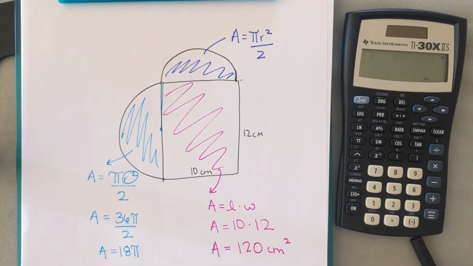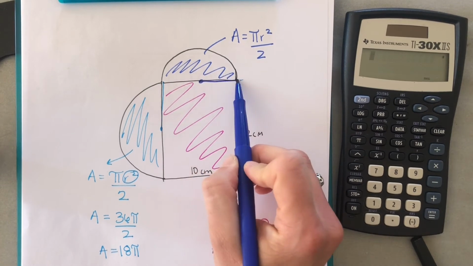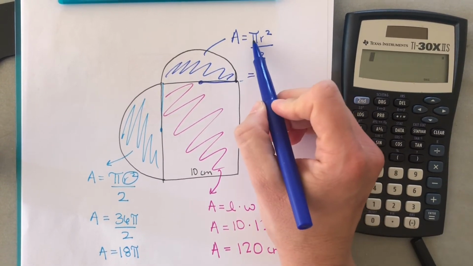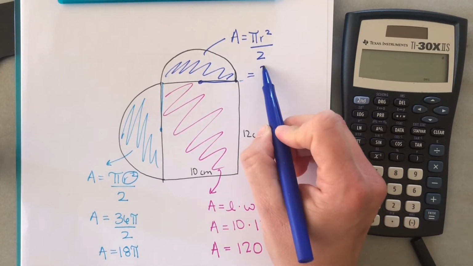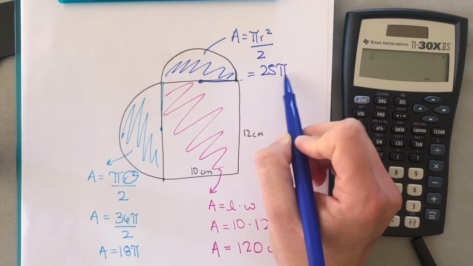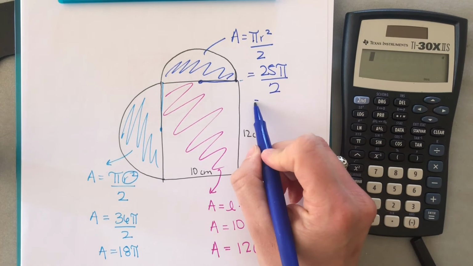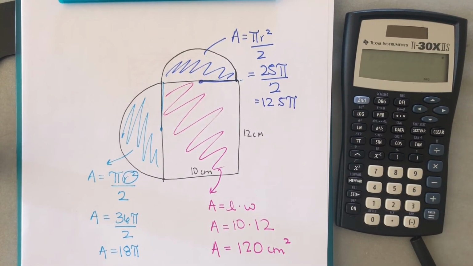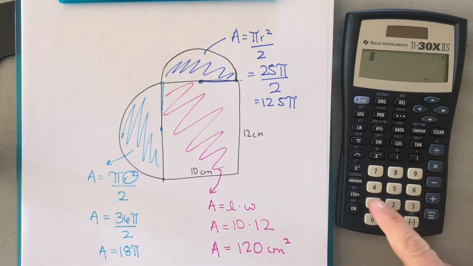For the second circle, the diameter is 10, which means the radius is going to be 5. So this is going to be pi times the radius, 5 squared. So that's going to be 25 pi divided by 2, or 12.5 pi.